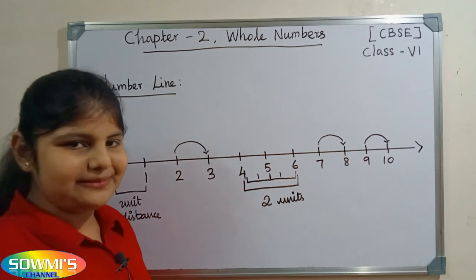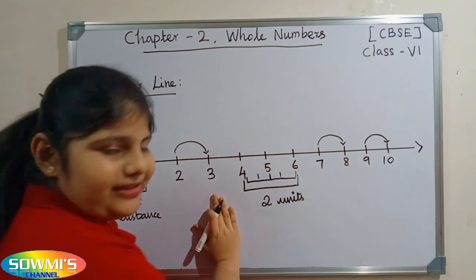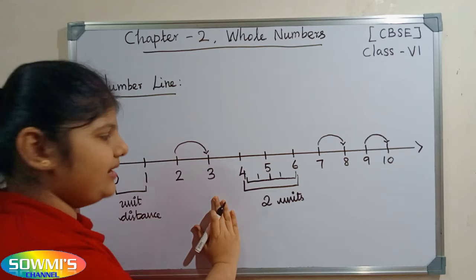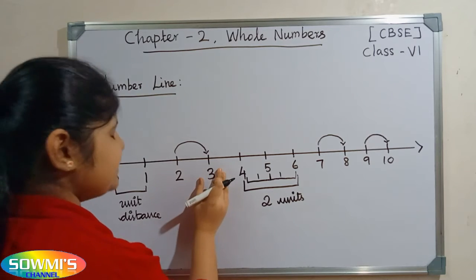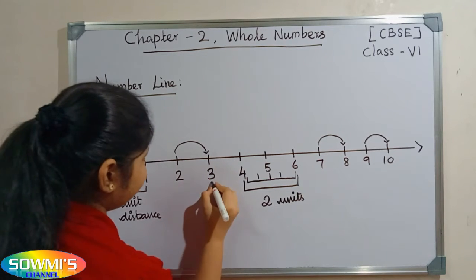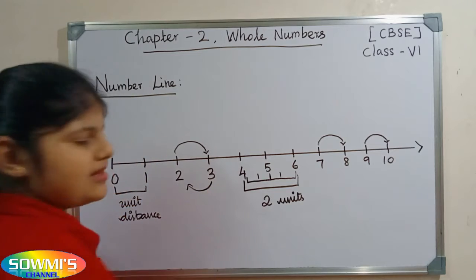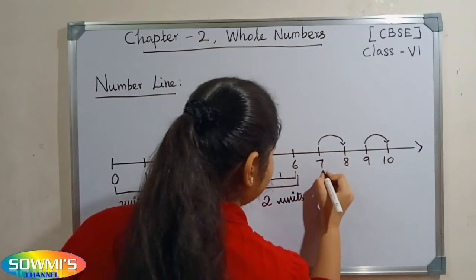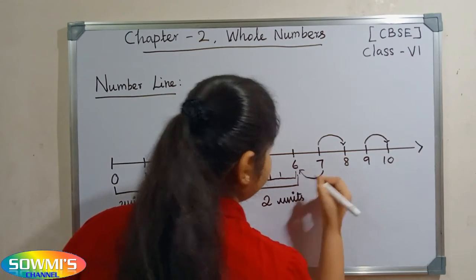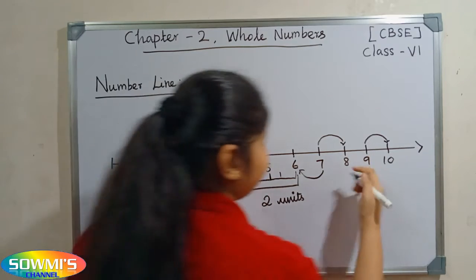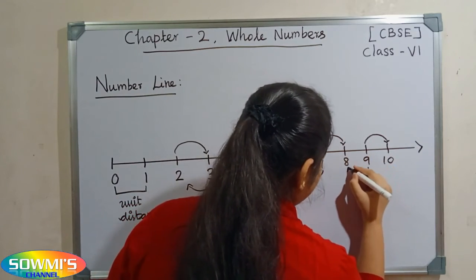So next we will find the predecessor. We already know that the predecessor means before number. So the predecessor of 3 will be 2. The predecessor of 7 will be 6. The predecessor of 9 will be 8.